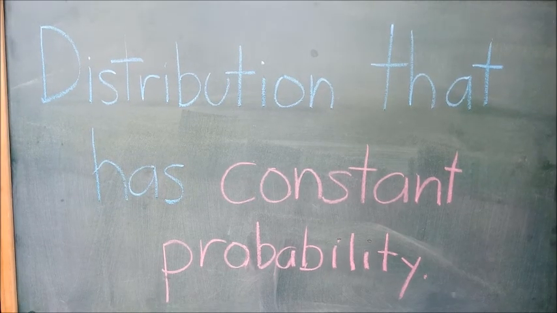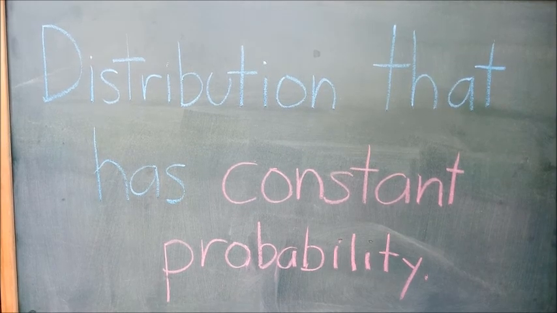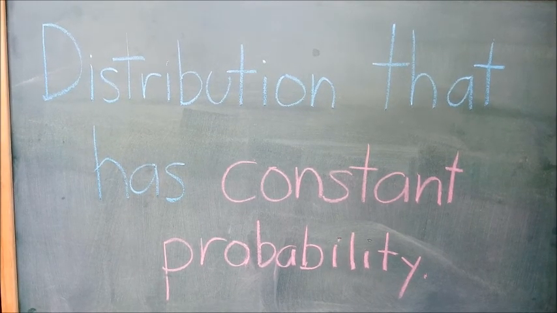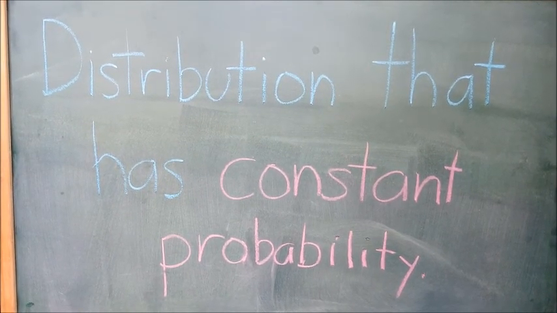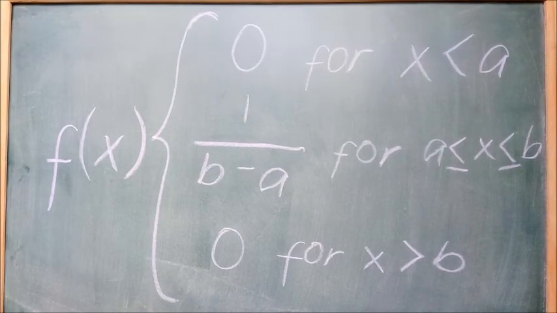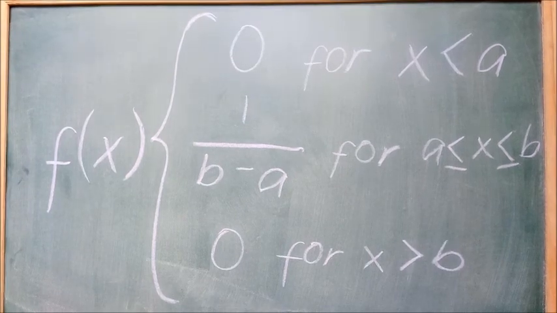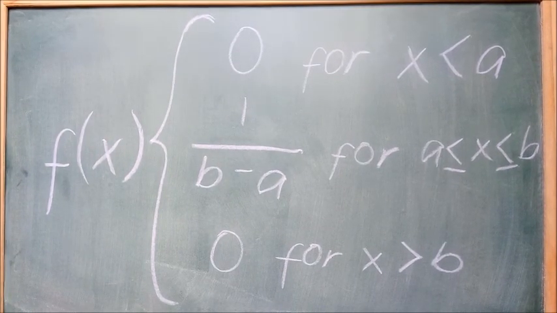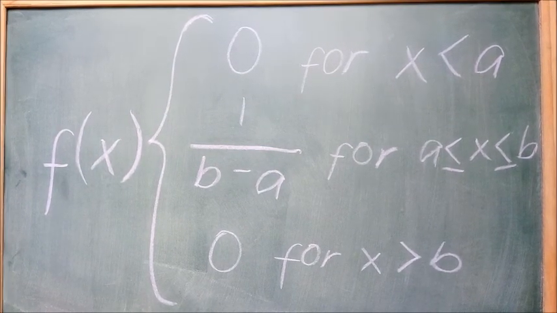The continuous uniform distribution, also known as the rectangular distribution, is a distribution that has constant probability. The formula for the continuous uniform distribution is this. A is the lowest value of the range, and B is the highest value of the range.